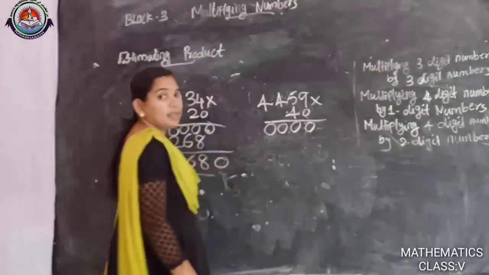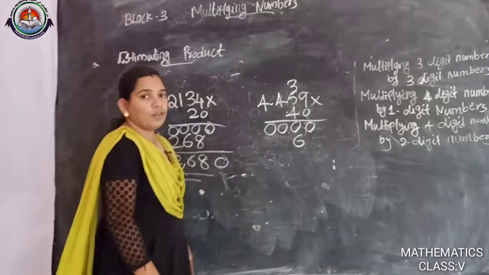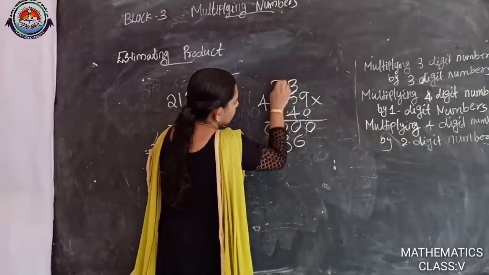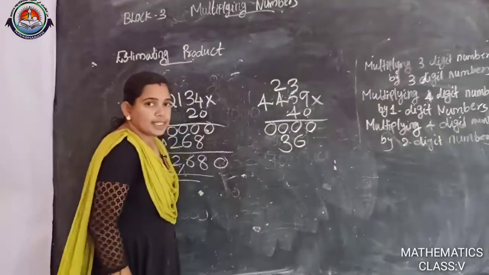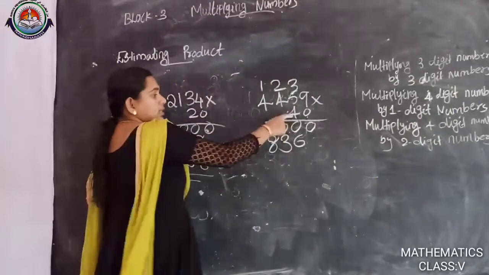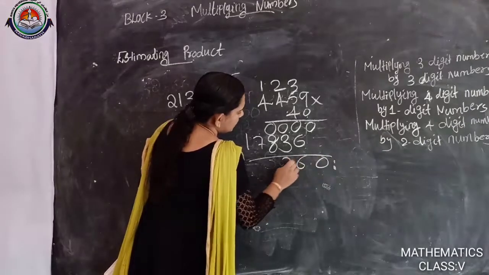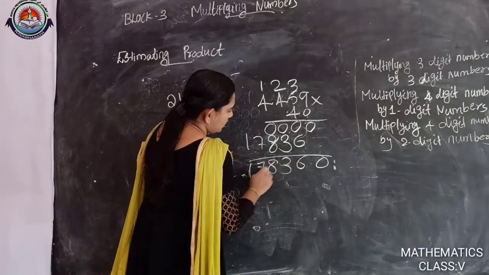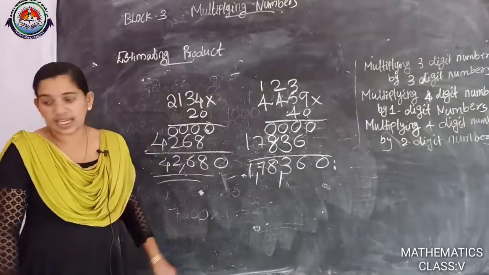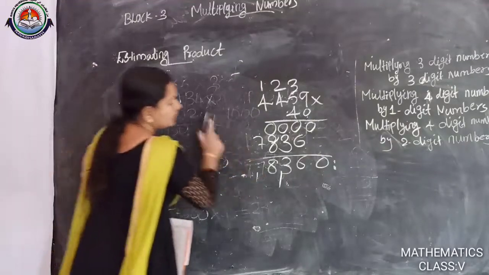4 into 9, 36. 3 carry. 4 into 5, 20. 20 plus 3, 23. 2 carry. 4 into 4, 16. 16 plus 2, 18. 1 carry. 4 into 4, 16. 16 plus 1, 17. So 0, 6, 3, 8, 7, 1. 1,78,360 is the answer. Okay. Did all of you get this answer?